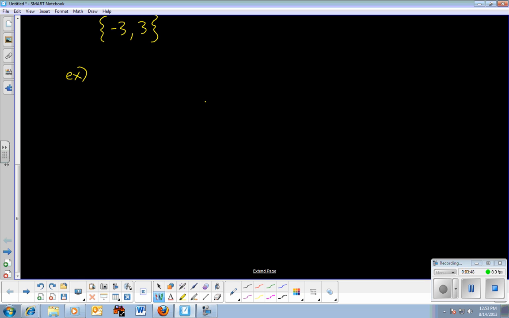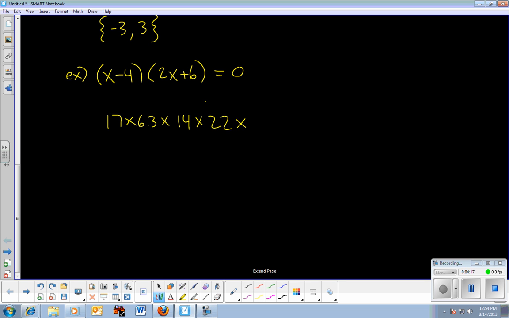All right, let's talk about one like this. How about x minus 4 times 2x plus 6 equals 0. This is a class of equations that you will solve a lot of this year, and these are equations that have multiplication equal to 0. Just as a little side note, if I ask you what's 17 times 6.3 times 14 times 22 times 18.01, you probably don't know that answer right off the top of your head. But what if I throw a times 0 in?